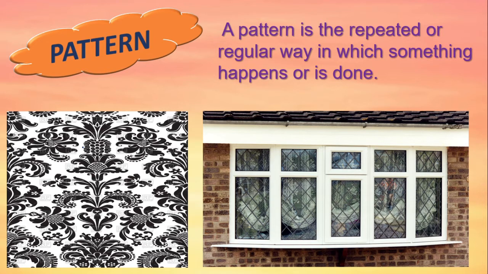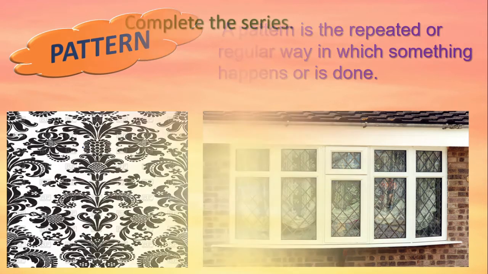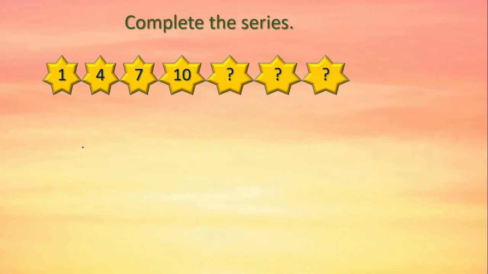Got this, children? Here we will go through some patterns, or we will make some patterns using the pictures and numbers. See here, complete the series. You can see here number 1, then comes number 4, then 7, then comes 10, right? Question mark, and question mark. Dear children, you have to find out what is the difference between these four numbers. Same thing we have to repeat by replacing the question marks.